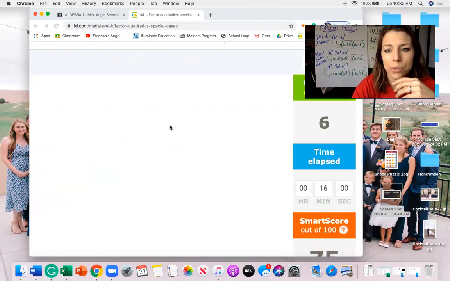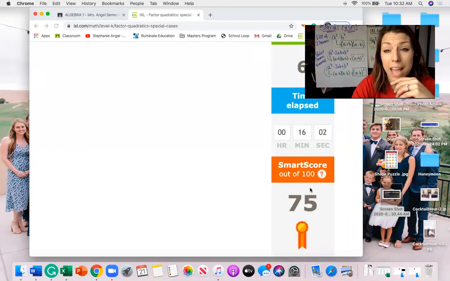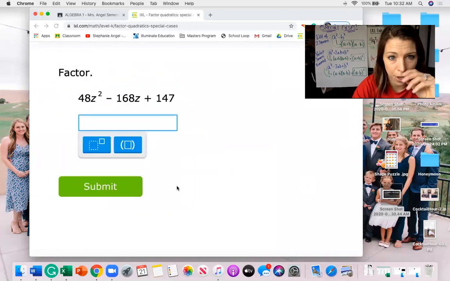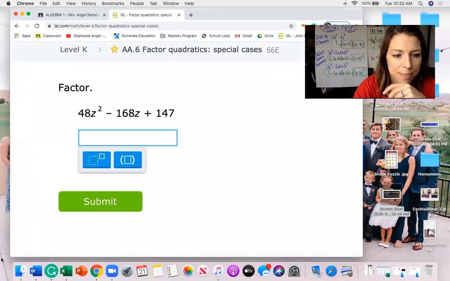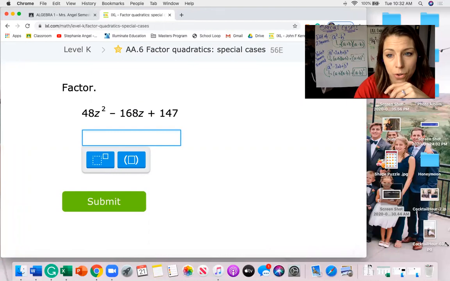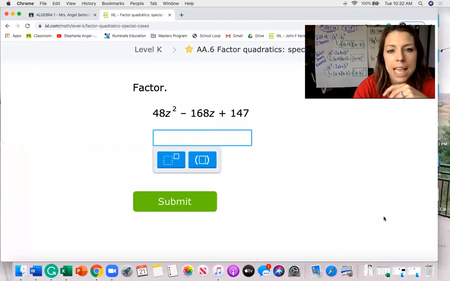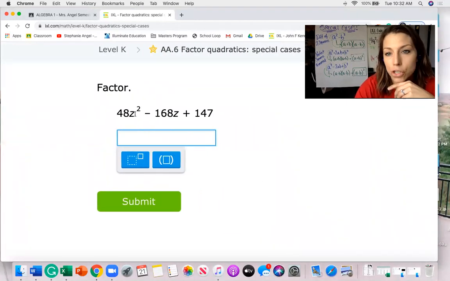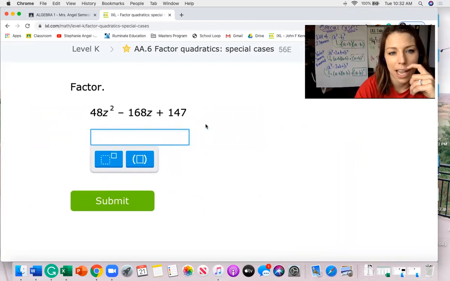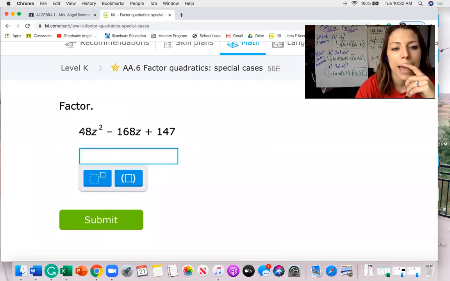Ready? So once you get to a SMART score of 75, which now that I've seen this question, I'll make sure that we alter this scoring so that it makes it a little bit simpler for you. Okay, you know what this tells me? Because we're factoring with special cases specifically, this tells me there's most likely a GCF involved, meaning I bet you I could factor out a number from all 3 of these and make it into a perfect square trinomial.